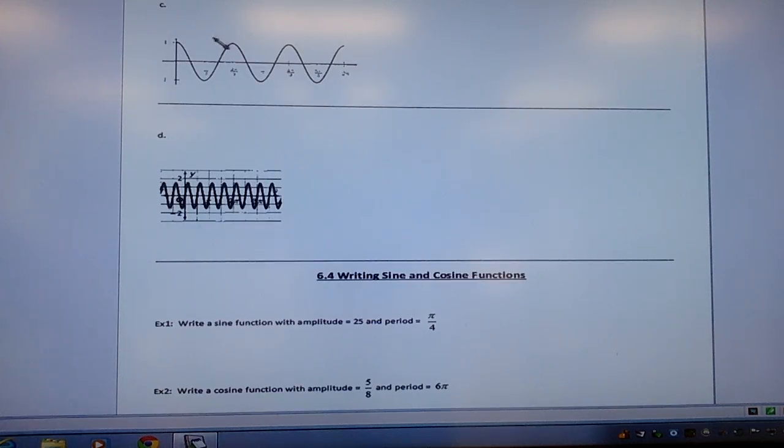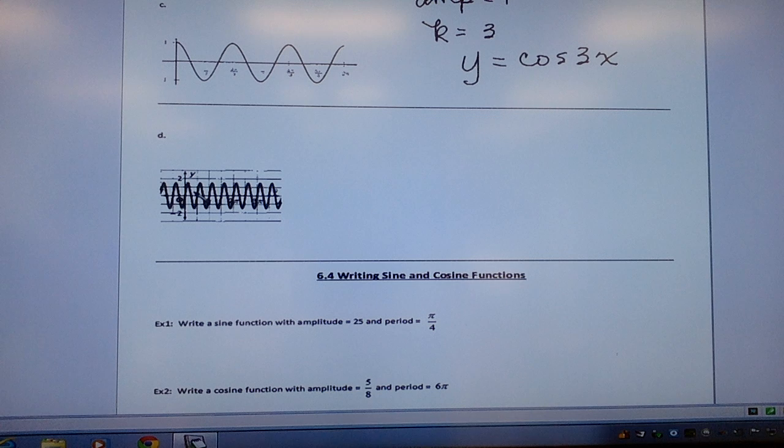And let's look at C. So here, it's starting again on the axis. So this is our cosine function. Let's take our shortcut. Here's 0, here's 2 pi. Let's count the valleys. 1, 2, 3. So that means that our amp is 1, k is 3. So our equation is y equals cosine 3x. Great.